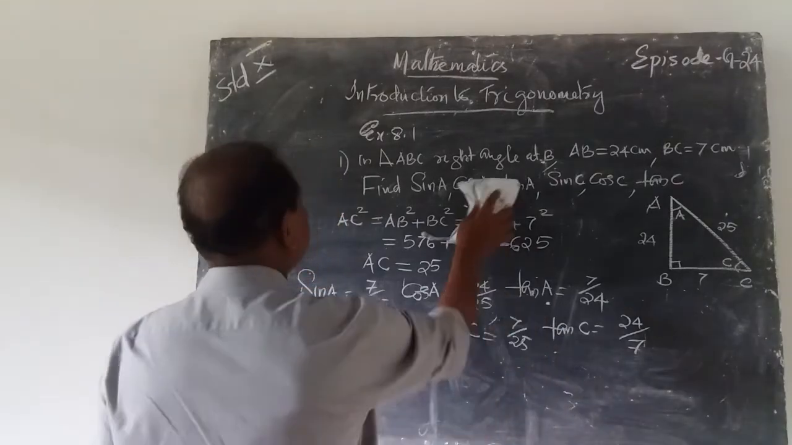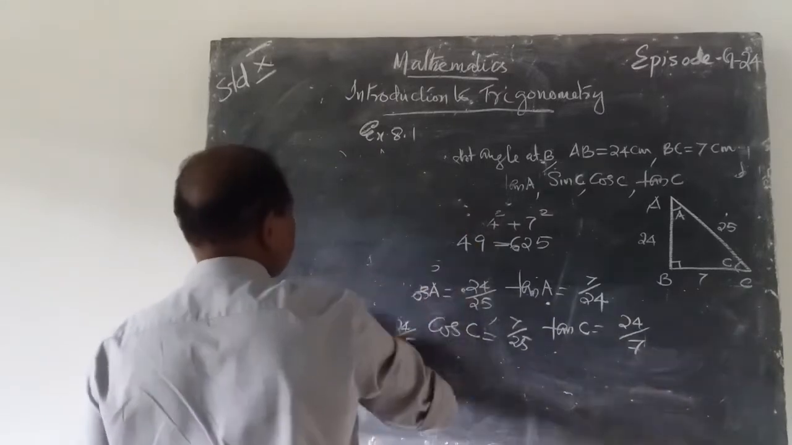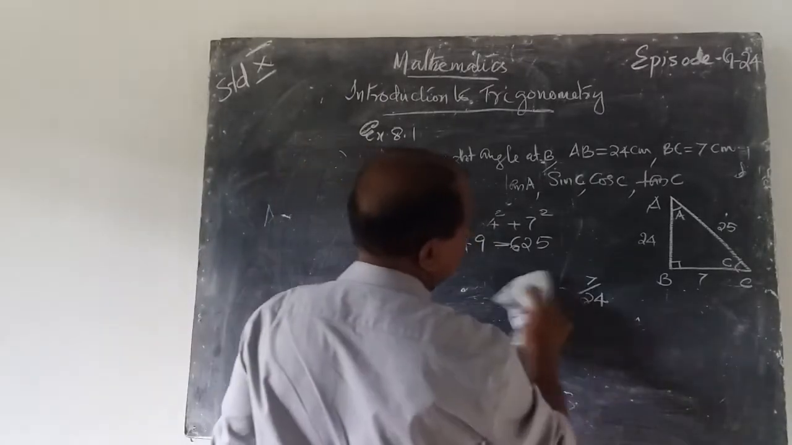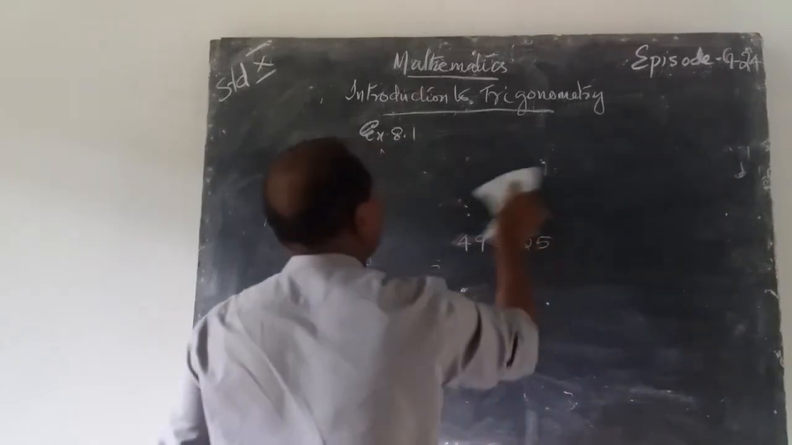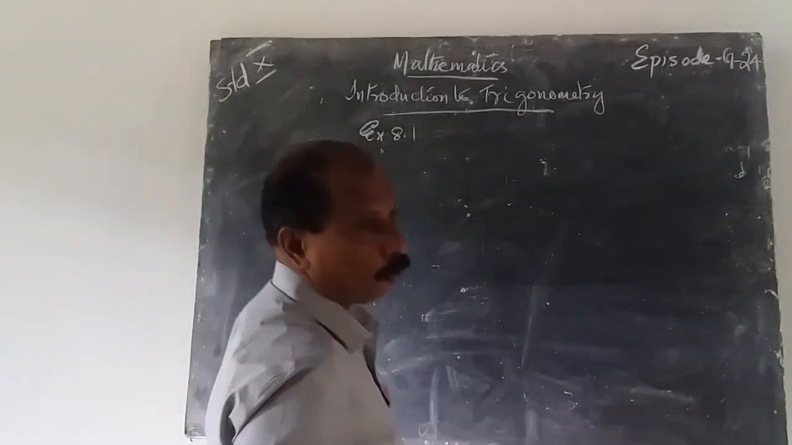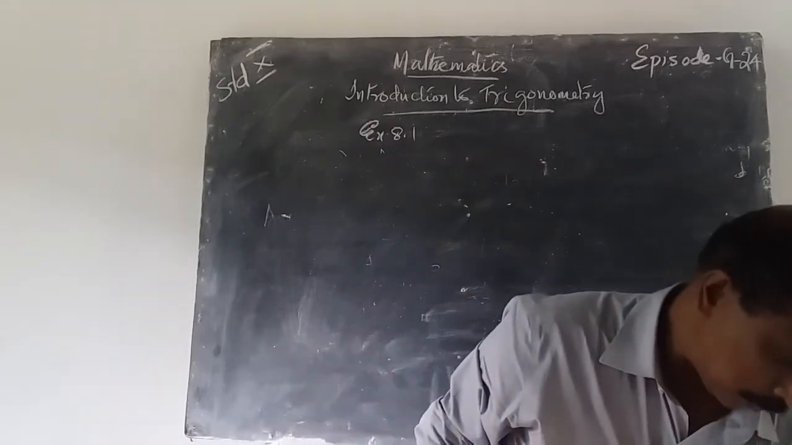Clear? That means using the Pythagoras theorem, we can find out the third side of that triangle. Then using the basic concept of trigonometric functions, we can find out all the results.